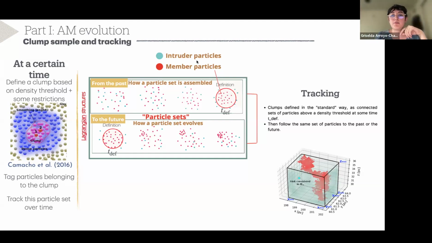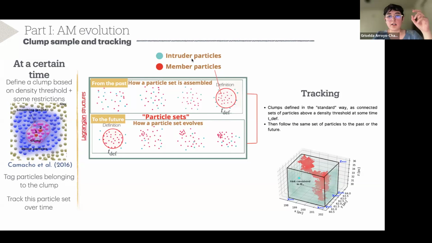In the case of tracking from the past, which is this first row, the definition time is on the right. So here we have these red particles. This is the definition time, so we applied our density threshold algorithm there. These member particles are in red, and as we go back in time, we can't always track the same set of particles using their ID. So in the past, these member particles are more dispersed, but also some others that we call intruder particles, in blue, appear in between the original particles.